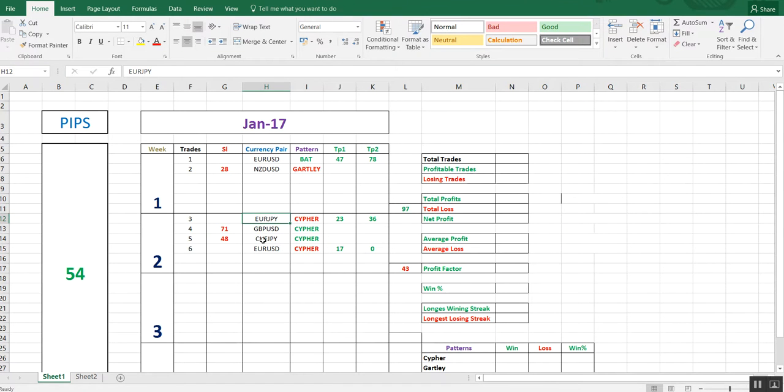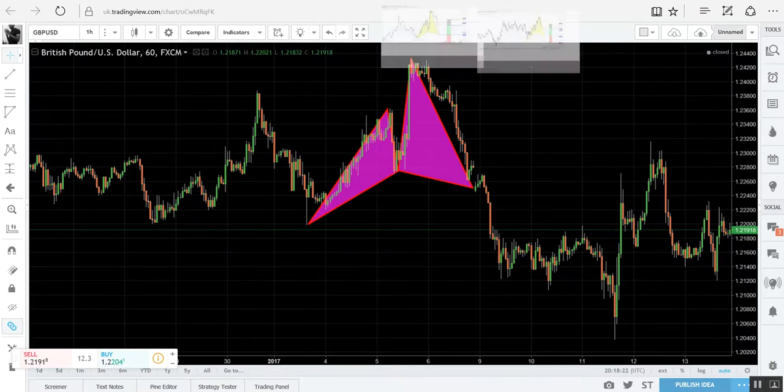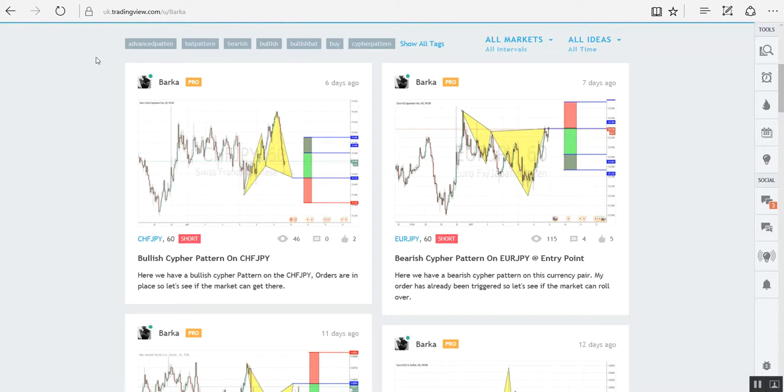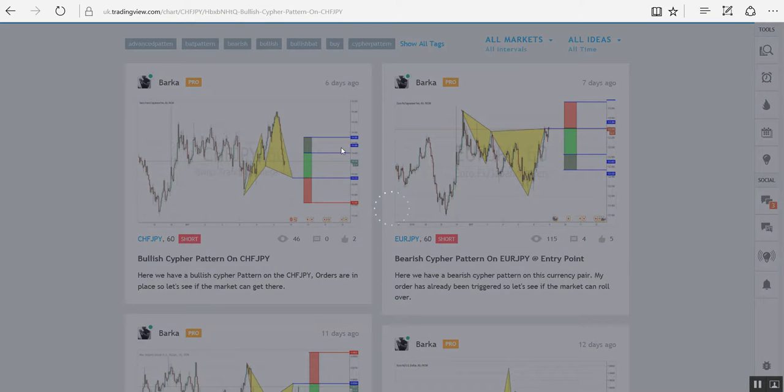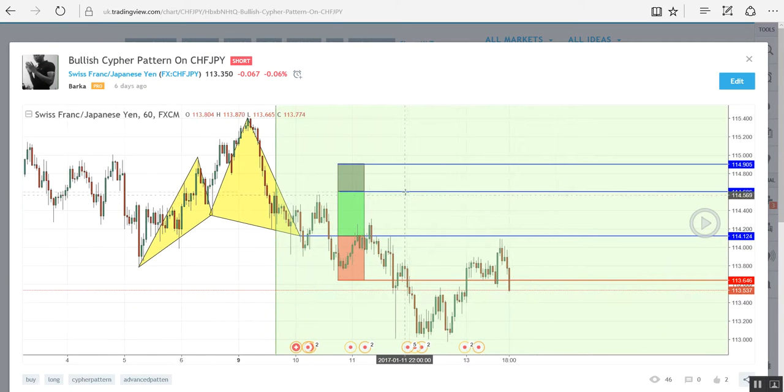Swiss franc against the Japanese yen. We had another bullish cipher pattern. This was a trade that I think I posted on TradingView as well, if I'm not mistaken. Yes, I did. So this is the chart that I posted on TradingView. As you can see, the market came very close to our first profit target. In fact, it came within a couple of pips.